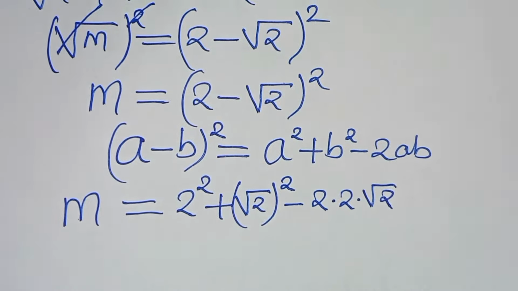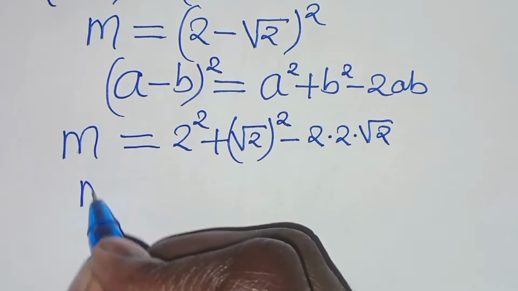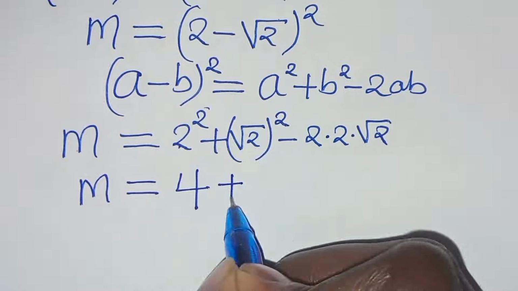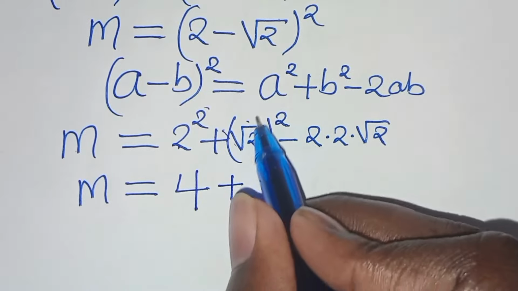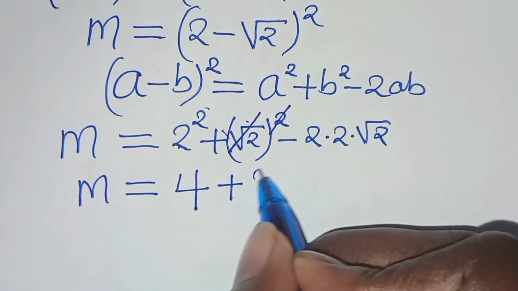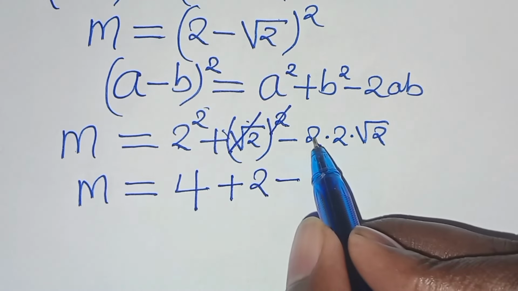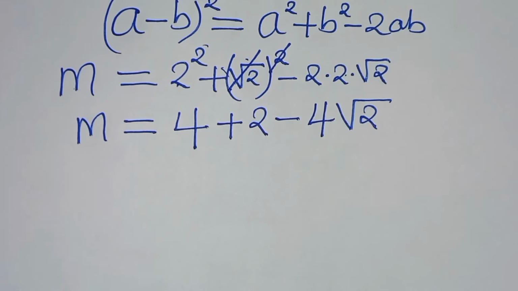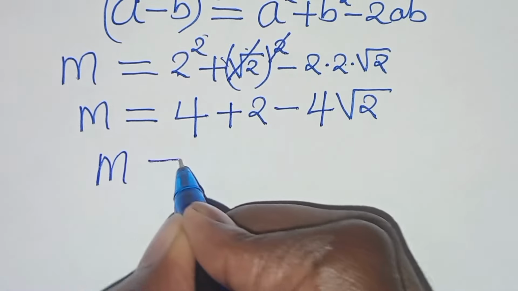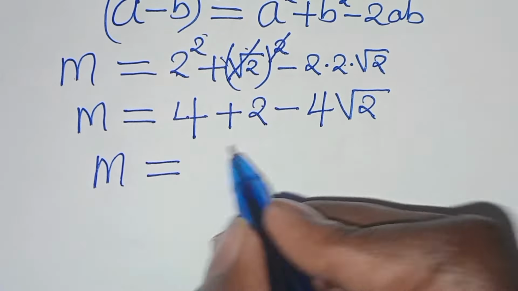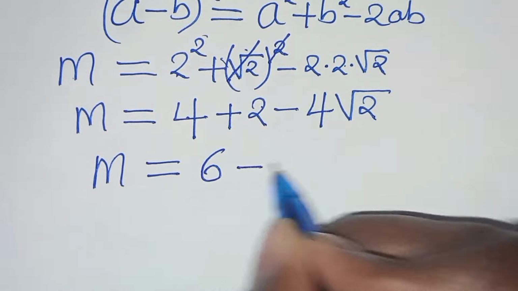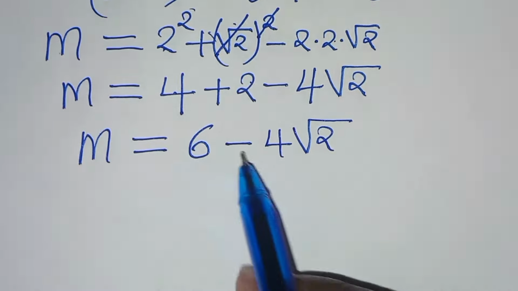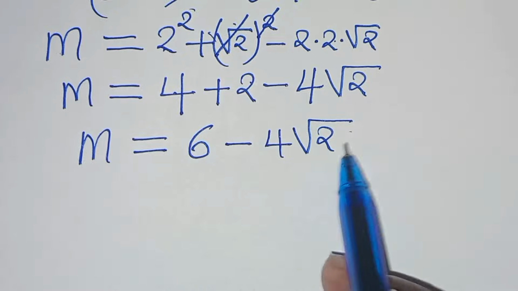So now here we have m equal to 2 squared, this is 4, plus square root of 2 raised to power 2, we eliminate the square root sign, so this is plus 2, subtract 2 times 2, this is 4, square root of 2. So we have that m is equal to 4 plus 2, which is 6, minus 4 square root of 2. This is the value of m.